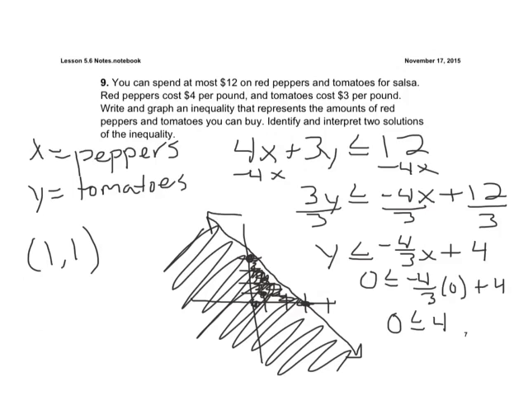We could buy 2 peppers and 1 tomato. That falls in our shaded area. We have to make sure it's in the shaded area. That's a true solution. Those could be 2 possible solutions. We could also buy maybe 2 tomatoes and 1 pepper. That would work as well. Anything in that shaded area.